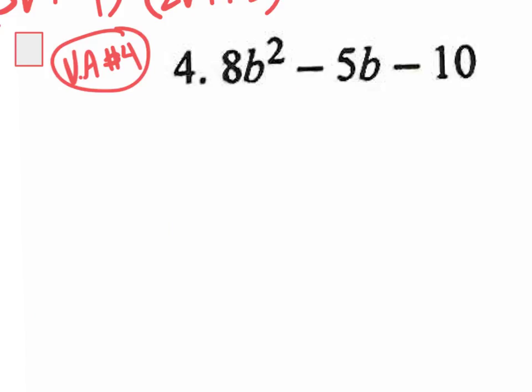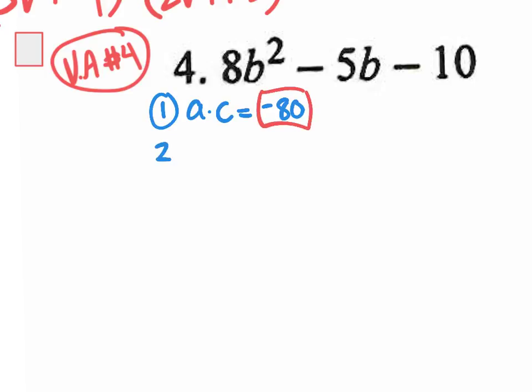So number 4 on version B is number 4 on version A. Again, you're always supposed to try to pull out the GCF. 8, 5, and 10, there's nothing in common. Can't pull out a 2, can't pull out a 5. So we have to use those steps. Step 1, multiply a times c. That's 8 times negative 10. That will be a negative 80. You take that negative 80.